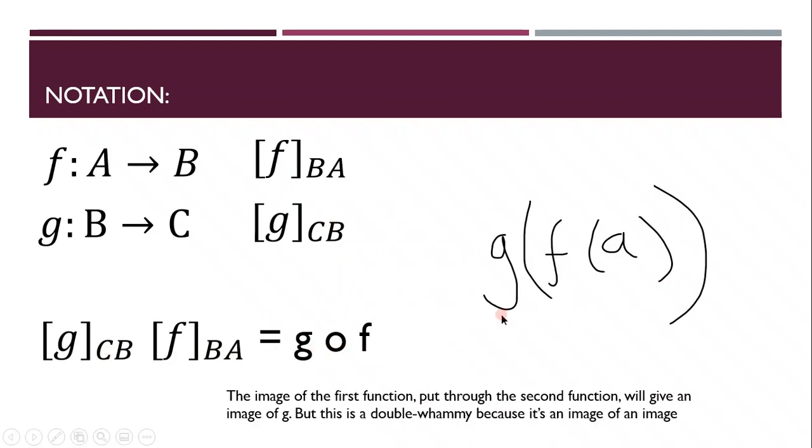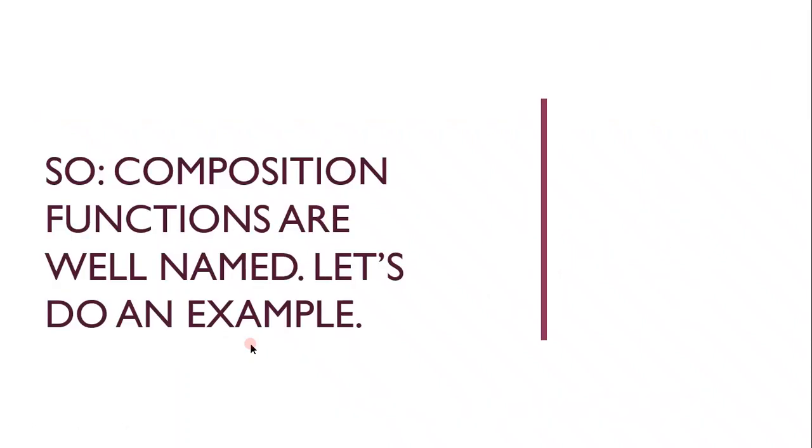Or you could put it this way. So essentially what's happening is that the image of the first function is being put through the second function, which gives an image of G. This is a double whammy because it's an image of an image. So you can see you've got the image of F(A), but then G takes the image of this and makes it an image of G. So to find this, all you have to do is find the transformation matrix of this, and of this, make sure that domains and codomains match, and you're done. So essentially composition functions are well named because they're composed of two functions.